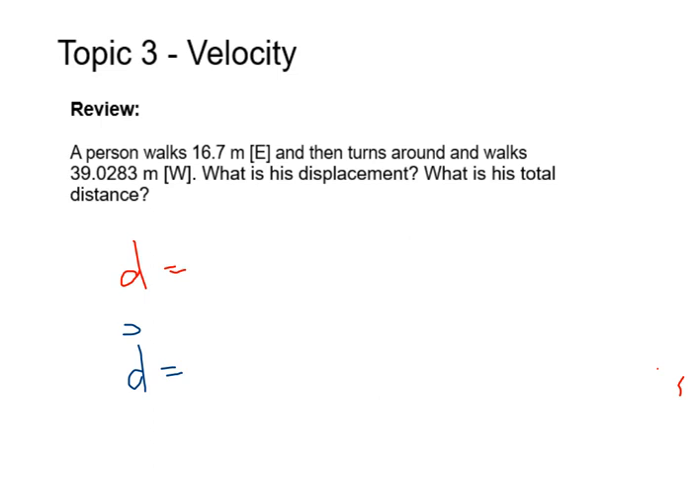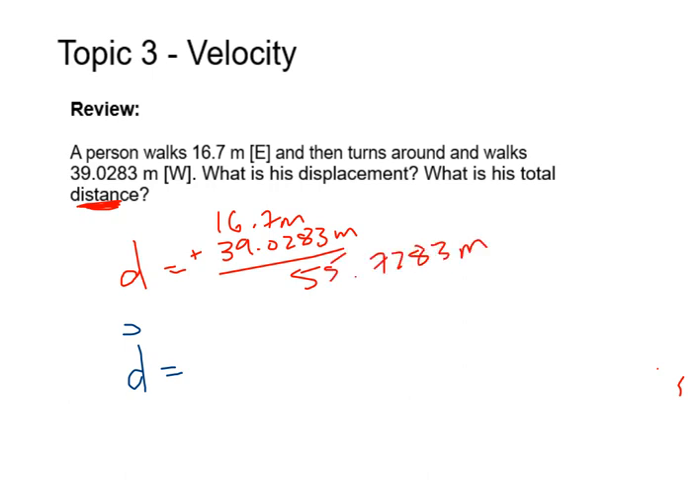If you want to find your distance, the one I'm going to do in red there, what do I need to do with these two numbers? I just add them up. So this one is 16.7 meters added to 39.0283 meters. So if you add those two numbers to each other, here's what I got. I got a grand total of 55.7283 meters. And that's actually not going to be considered correct. We need to talk about why.